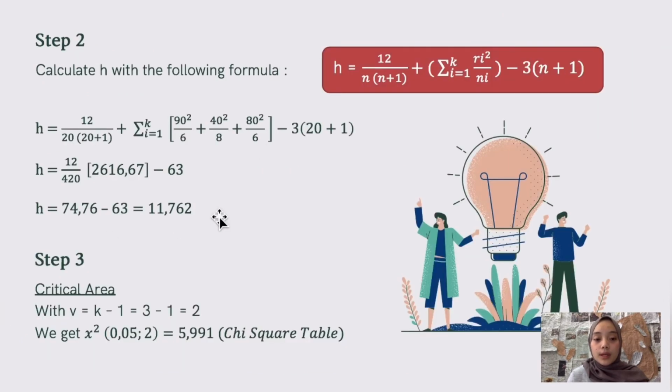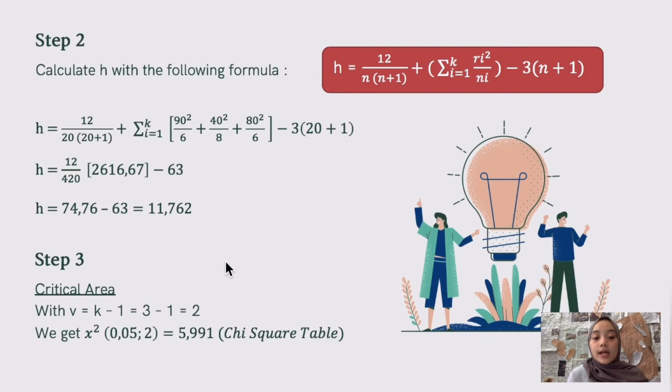So here the first calculation is 12 divided by 420 times 2616.67 minus 63. 63 comes from the formula's minus 3 times n plus 1. And we get the H calculation of 11.762. So step 3 is to determine the critical area and the test criteria.